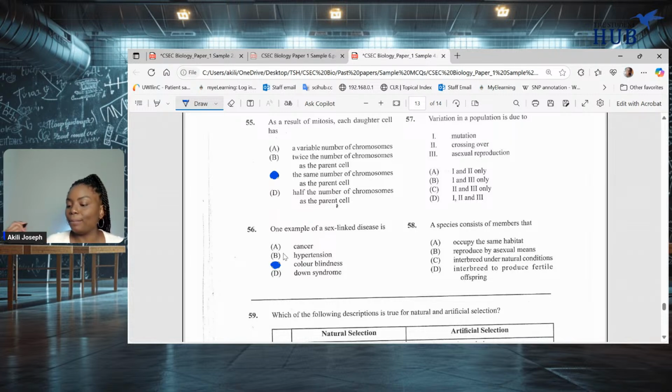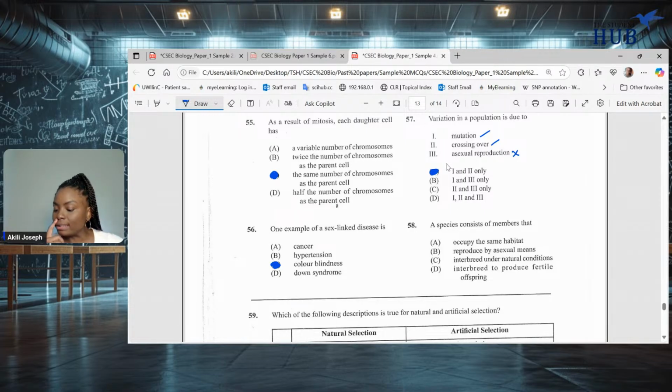57, variation in a population is due to: one, mutation; two, crossing over; three, asexual reproduction? Is it 1 and 2 only, 1 and 3 only, 2 and 3 only, or 1, 2 and 3? So for 57, mutation does lead to variation, crossing over reshuffles existing alleles and does lead to variation, and asexual reproduction produces identical clones. So any option with 3 is wrong. So C and D are out, B is out, and that's going to leave A as the correct answer.